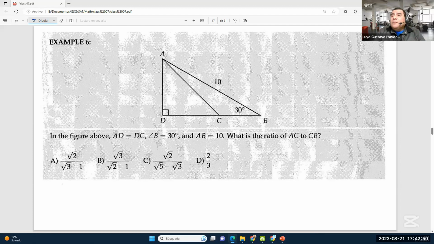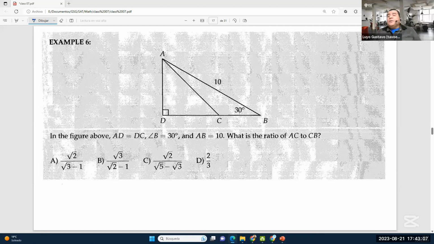In the figure above, this triangle ABD, AD equals DC, angle B equals 30 degrees, and segment AB equals 10. What is the ratio of AC to CB?